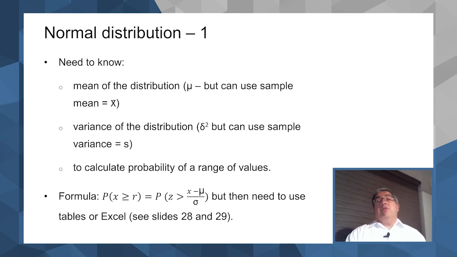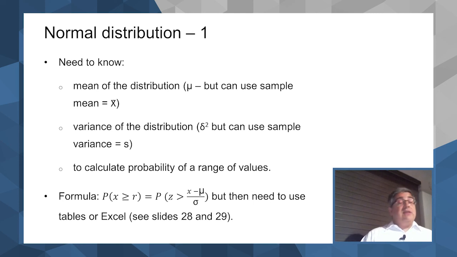Then, because it's a continuous distribution, we can't calculate the probability of an exact value. What we do calculate is the probability that I will be within a certain range of values. And that's what you've got in there. You calculate the probability of a range in values. Normally, a probability of more than a certain value or the probability of less than a certain value.